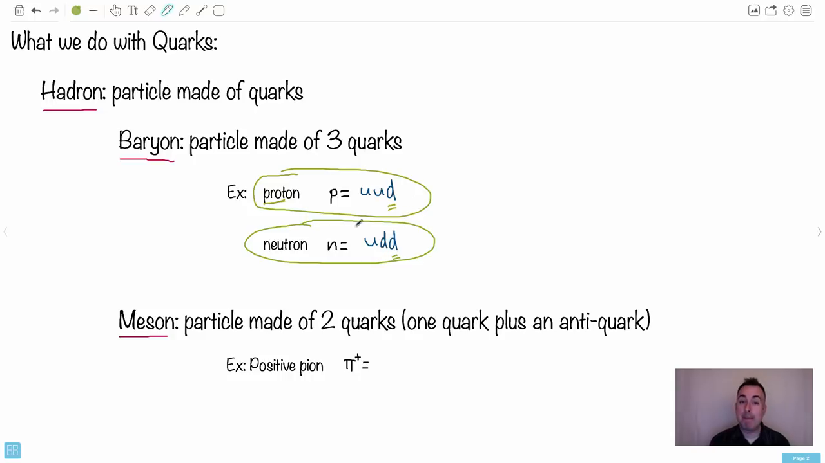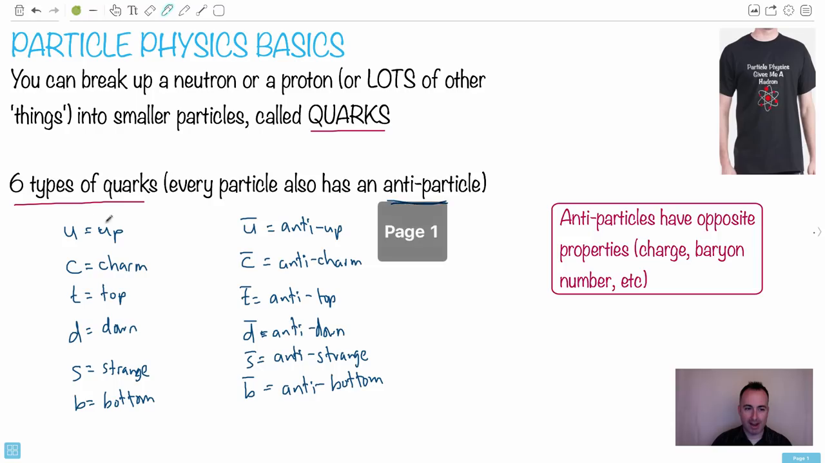Okay, so those are the two baryons you need to know about. And baryons, remember, are three quarks. And you're also a hadron because you're made of quarks. There's another type of hadron, though. What if, instead of putting three quarks together, you put two quarks together, where one is a quark and one's an anti-quark, but not its own? Remember, if you put a quark and its anti-quark together, they annihilate.